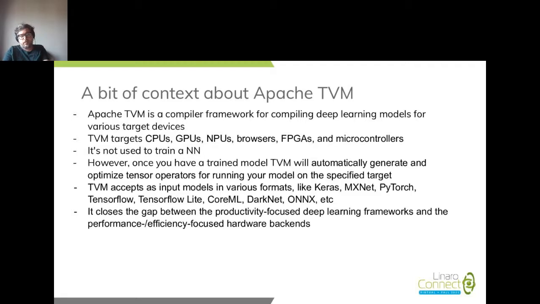TVM allows you to compile code for targets like CPUs, GPUs, and NPUs, so it can offload an operator, which is part of a model, to run on a neural processor unit. It can also generate code to run on browsers, for instance WebAssembly. It can compile a model down to a bit stream, so the model can be flashed into an FPGA, and it also runs on microcontrollers.